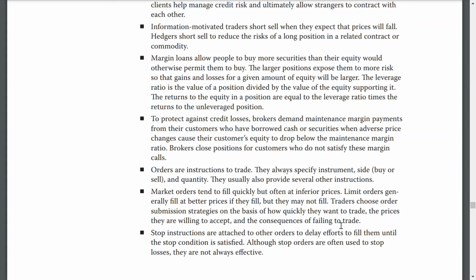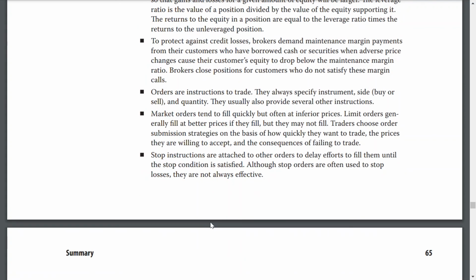Orders are instructions to trade. They always specify the instrument, the side, buy or sell, and the quantity. They usually also provide several other instructions. Market orders tend to fill quickly, but often at inferior prices. Limit orders generally fill at better prices if they fill, but they may not fill. Traders choose order submission strategies on the basis of how quickly they want to trade, the prices they are willing to accept, and the consequences of failing to trade.